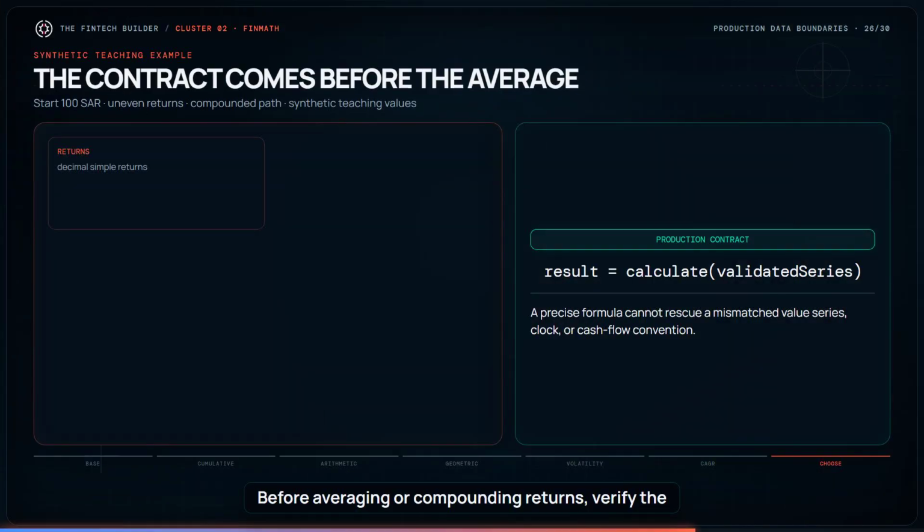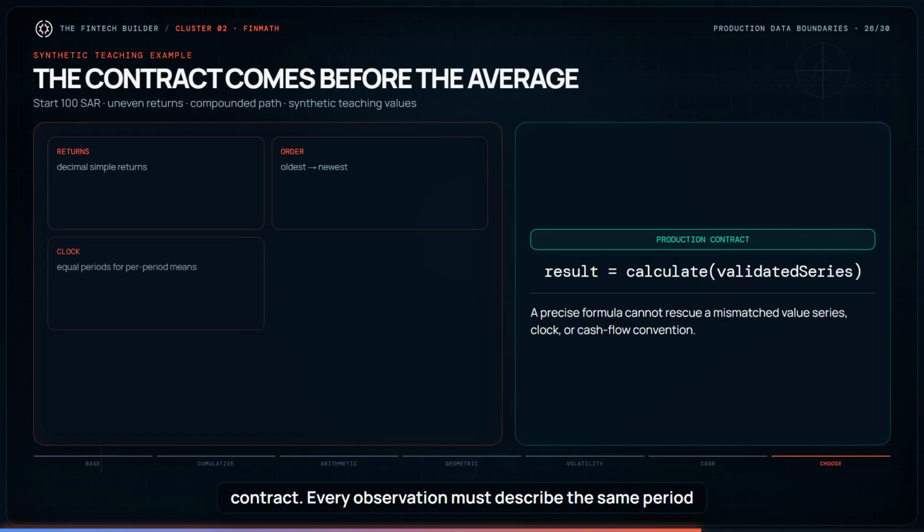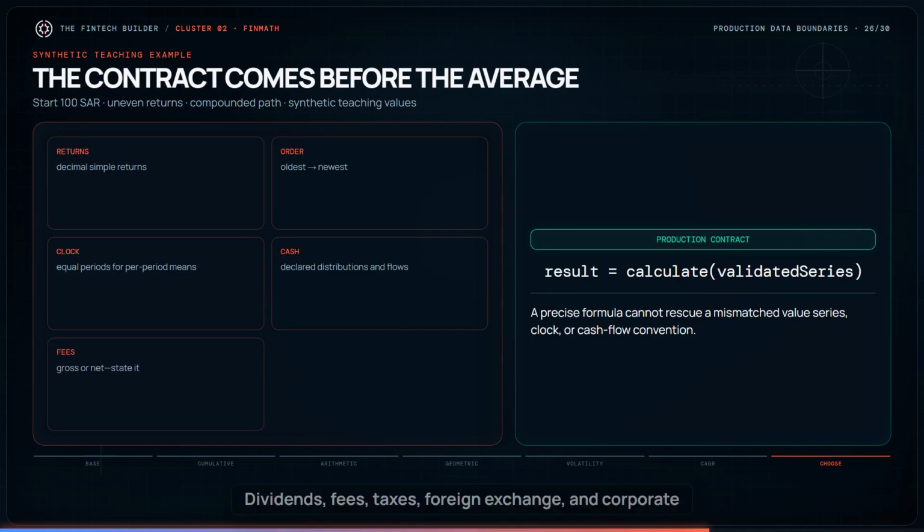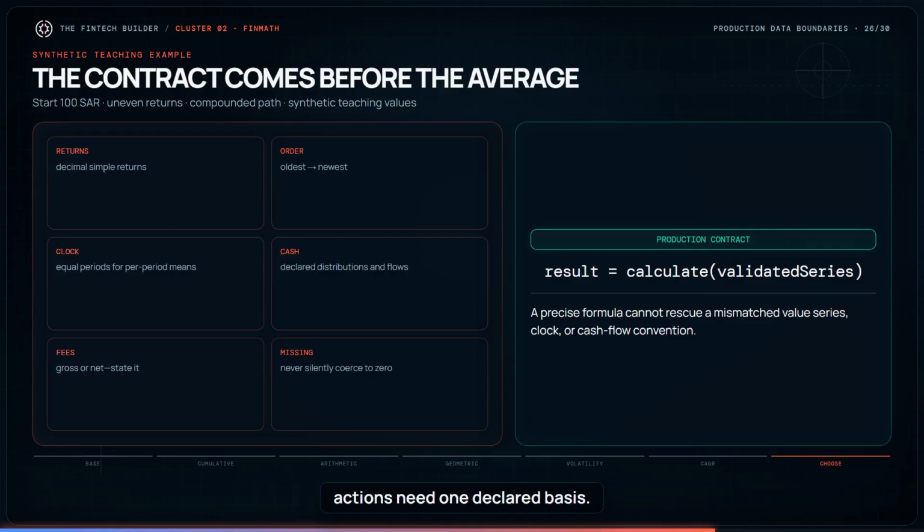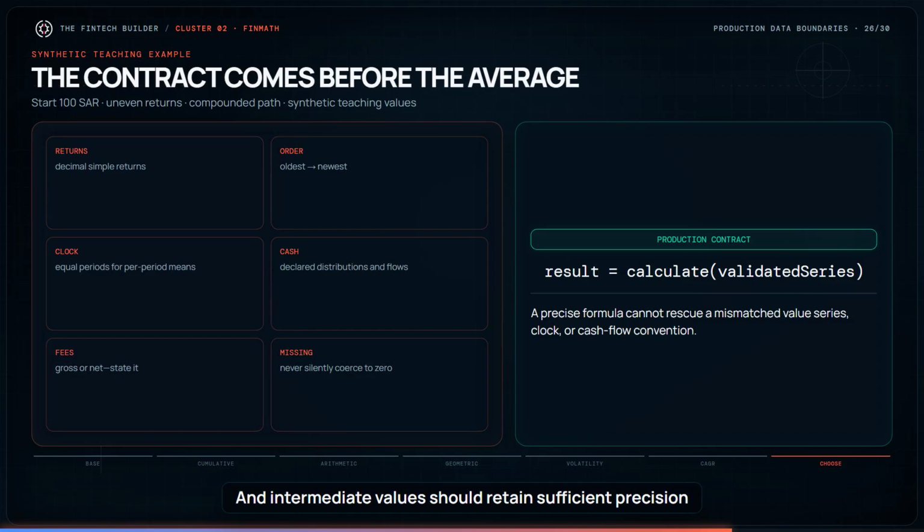Before averaging or compounding returns, verify the contract. Every observation must describe the same period length and the same return definition. Do not mix price returns with total returns. Dividends, fees, taxes, foreign exchange, and corporate actions need one declared basis. Missing returns must not silently become zero. External deposits and withdrawals require cash flow aware treatment. A return of negative 100% is a terminal wealth state, and intermediate values should retain sufficient precision until the reporting boundary.